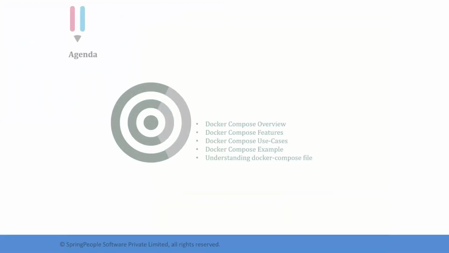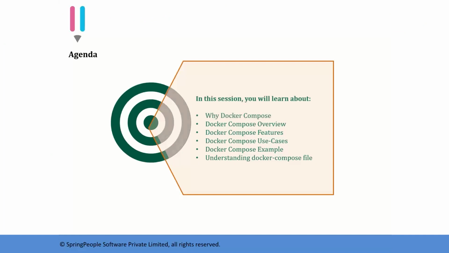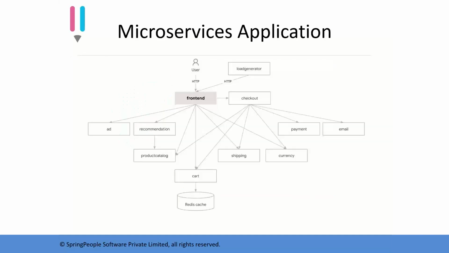What is the overview agenda going to be? We'll try to understand why we really need a tool like Docker Compose. Then we'll look at a little bit of the history of how Docker Compose evolved. How does it help us? We will look at a few features and use cases, and I will demonstrate how to deploy a multi-container based application using Docker Compose as a tool. We will also dissect how a compose file looks like, and understand a little bit of its syntax and semantics as well. Let me get started without further ado.